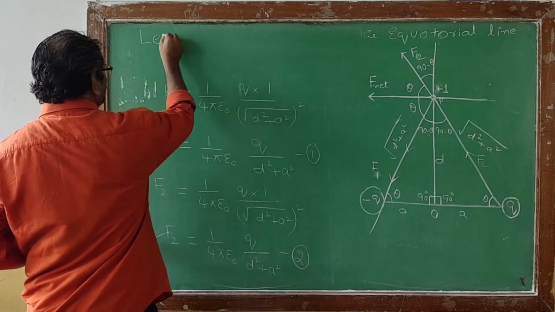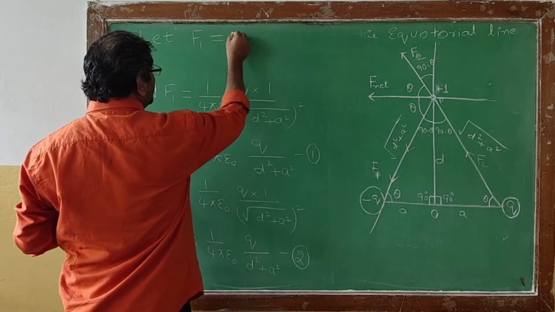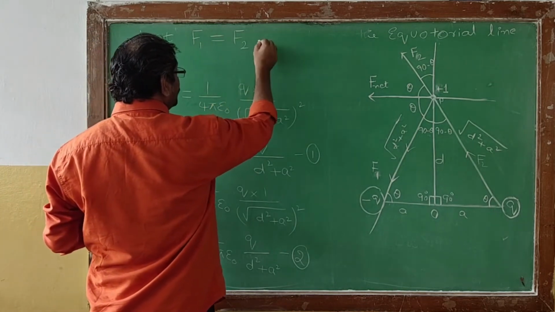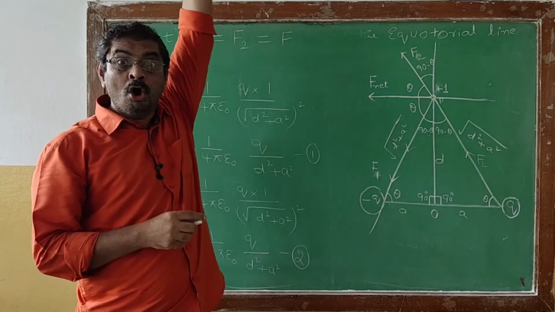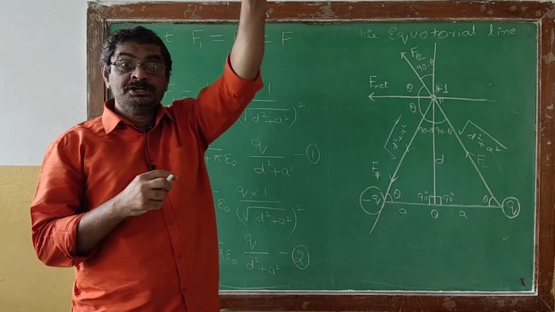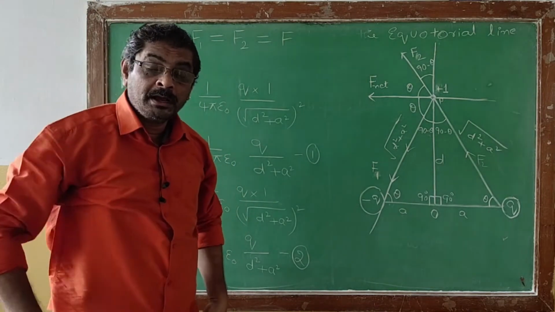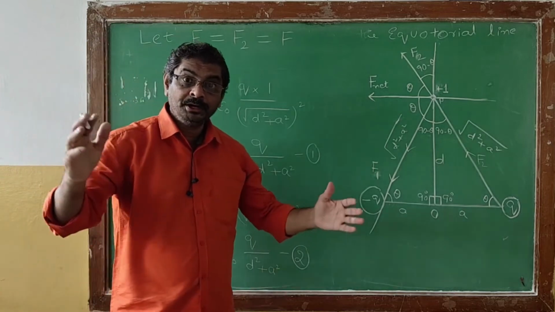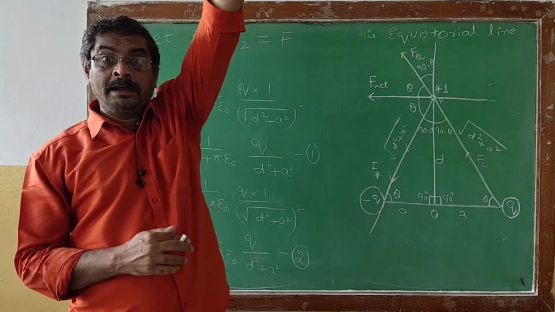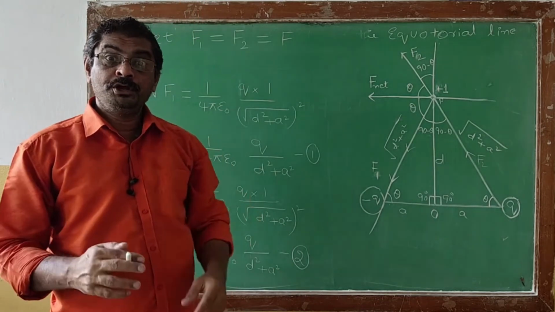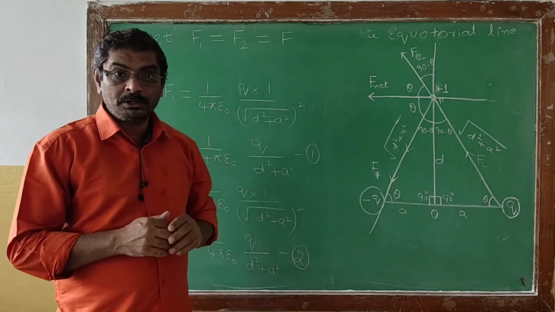I can say let the magnitude of F1, which is numerically equal to the magnitude of F2, be equal to F. Since the magnitude of F1 is numerically equal to the magnitude of F2, I can write F1 is numerically equal to F2, which is numerically equal to F.